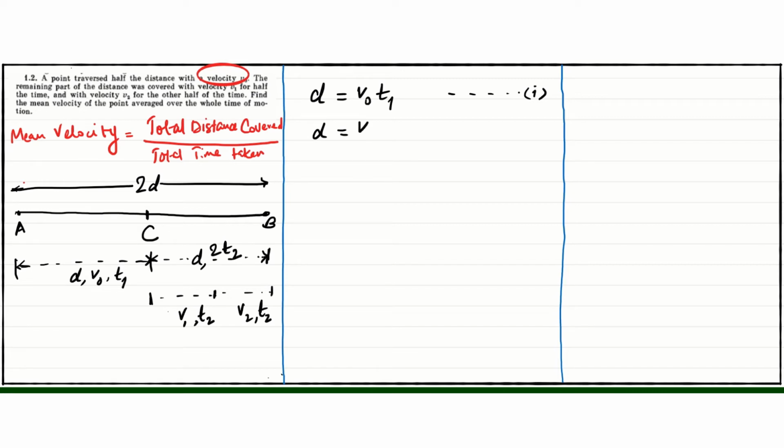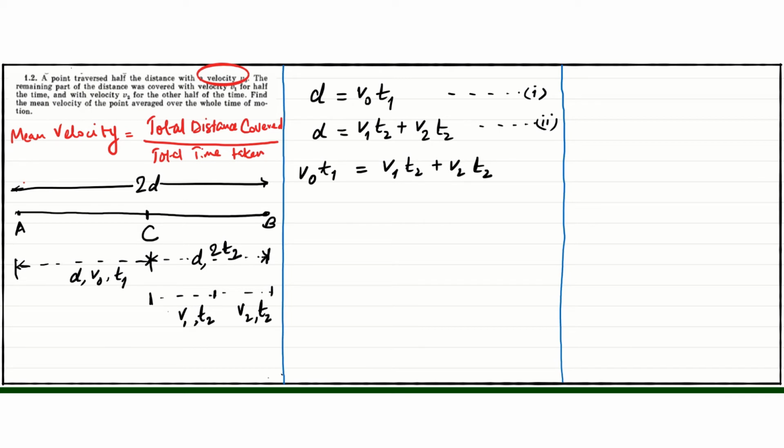So distance covered in the first time interval t2 is v1 t2, and the distance covered in the second time interval t2 is v2 t2. So this is our equation number 2. Now if you look at equation 1 and equation 2, we see that the left hand sides are the same, so we can equate the right hand sides. So let's do that. v0 t1 is equal to v1 t2 plus v2 t2.